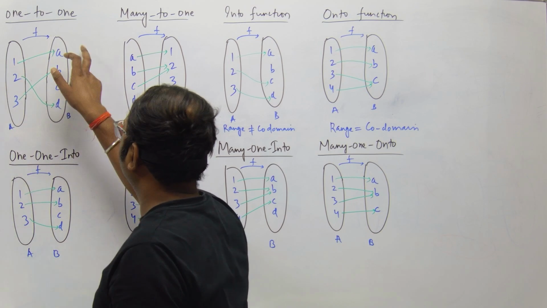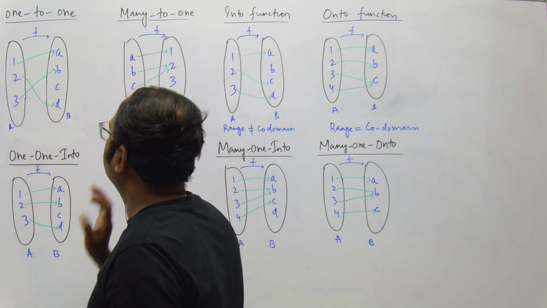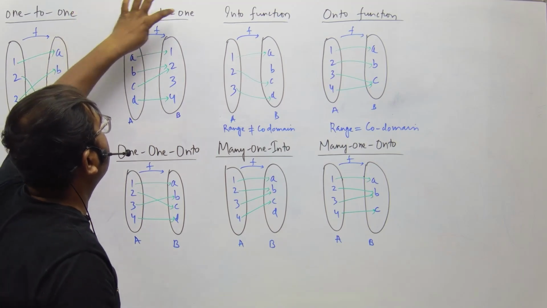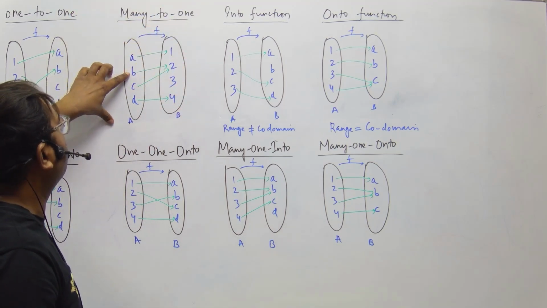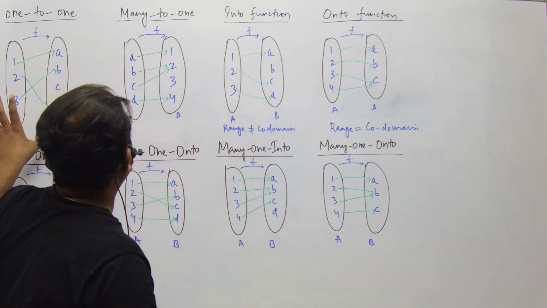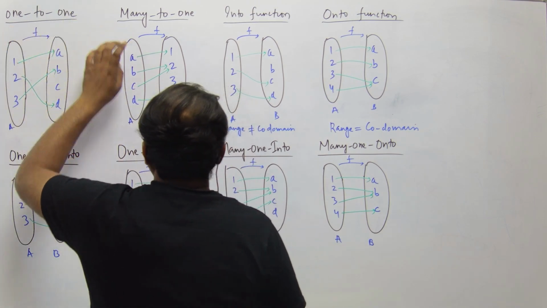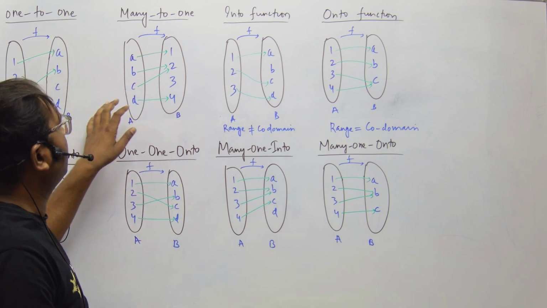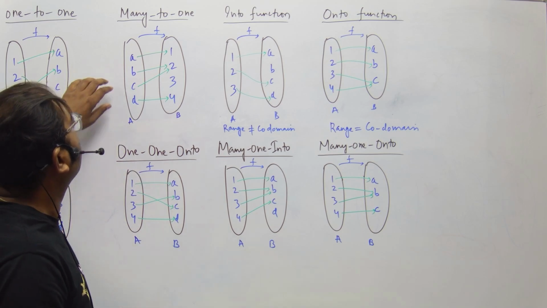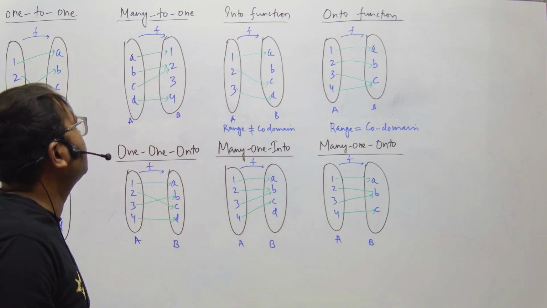Here one is getting mapped to A, two is getting mapped to D, three is getting mapped to B. Meaning one element will be mapped with only one element. But in case of many-to-one, as the name suggests, many elements are getting mapped to a single element. So here the elements B and C are getting mapped to a single element. So this is the concept of one-to-one and many-to-one. By the literal definition, if two or more elements are getting mapped to a single element, then we call that function a many-to-one function.